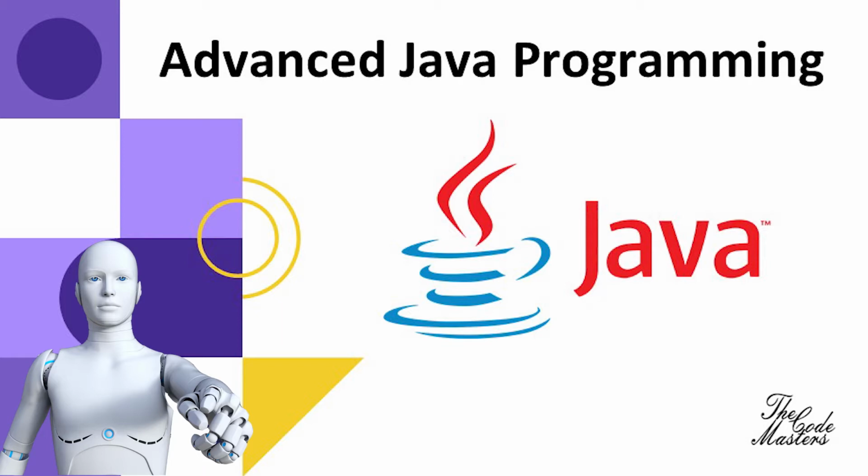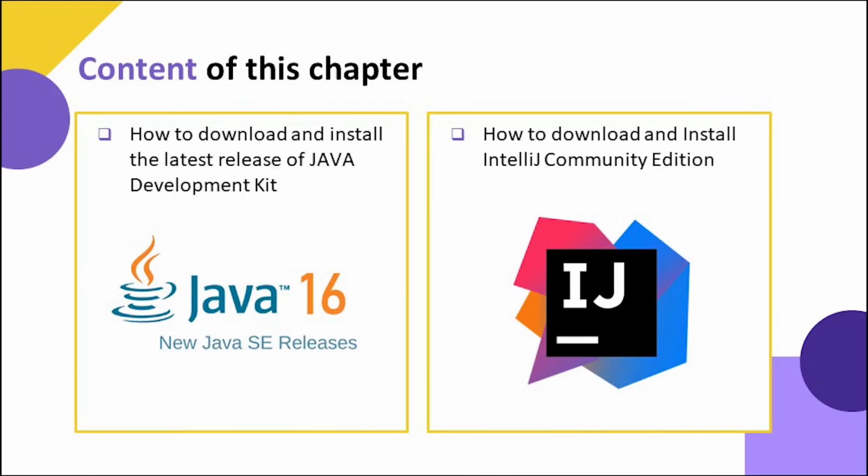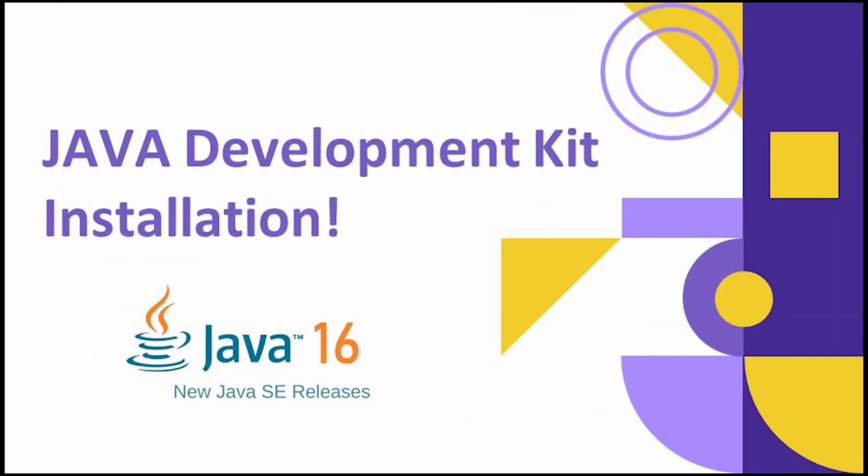To build Java applications, we need to download and install the necessary tools. In this tutorial, we will learn how to download and install the latest release of Java Development Kit, and then we will learn how to install IntelliJ Community Edition code editor as well. To do this, we have to open up the browser and download and install Java Development Kit.